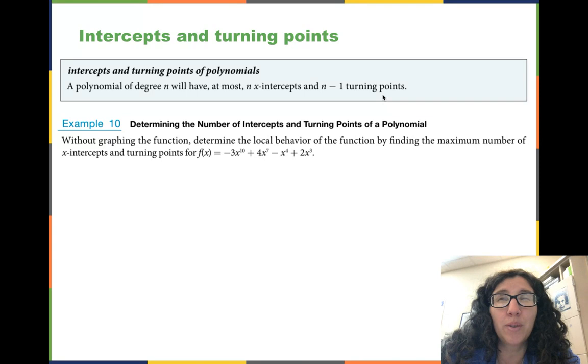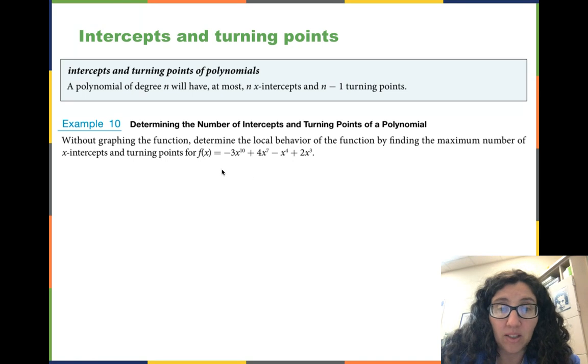So think about the graphs that you know. Like a quadratic is degree 2. It can have at most 2 x-intercepts and 1 turning point, right, the vertex. Or x cubed, think about what the x cubed graph looks like. It can have at most 3 x-intercepts and 2 turning points.